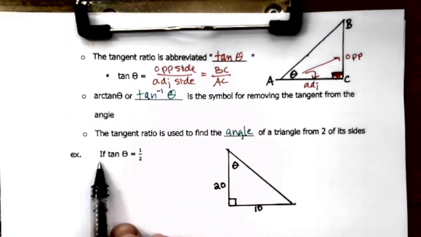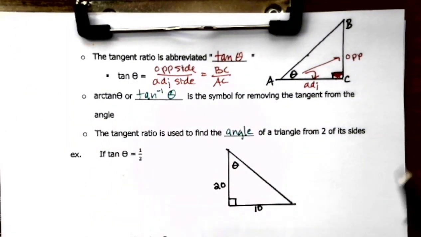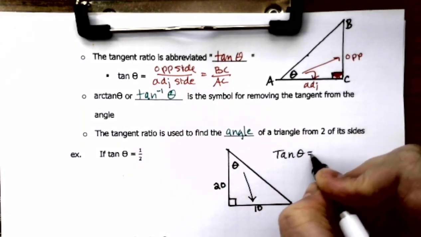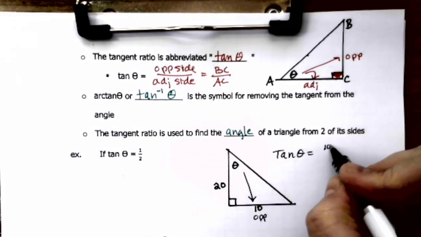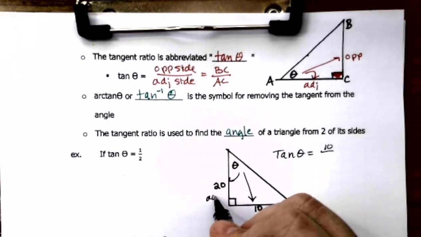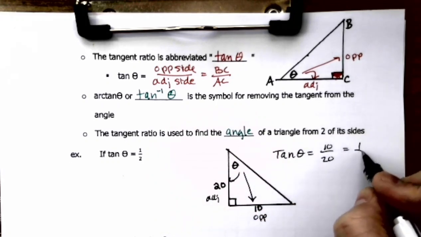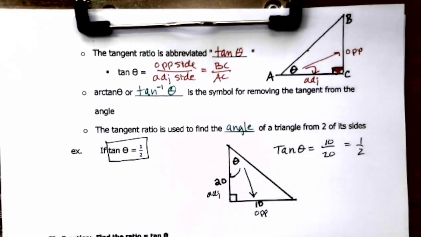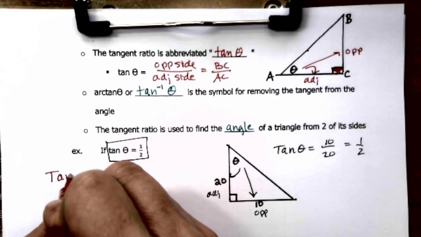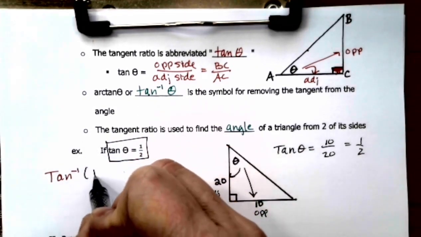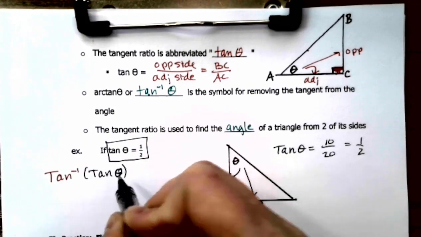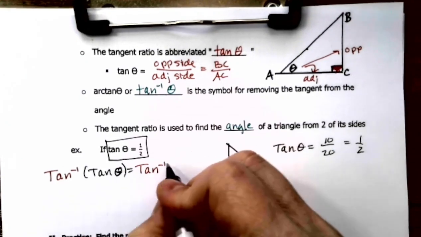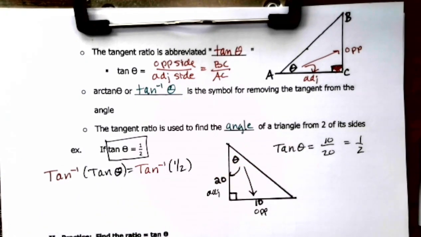So looking at this question, it says if tangent of theta equals 1/2, and that makes sense because opposite over adjacent would be 10 for the opposite over 20 for the adjacent, and that reduces to 1/2. So that's where that came from. So if we need to find the angle, what we're going to do is arctangent the entire left. So arctangent tangent theta equals, and then we have to arctangent the entire right. It must be the entire left and the entire right, or it does not work.